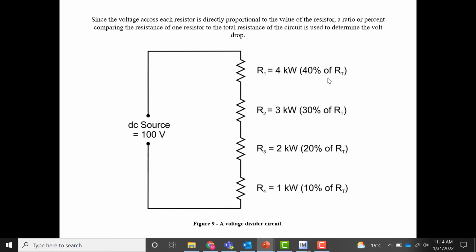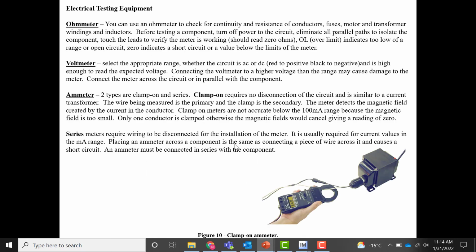Again, it's just basically a ratio, a percentage. The same percentage of resistance we're going to apply to the voltage, and we'll have our volt drop. Okay, so just another way to find out those volt drops.